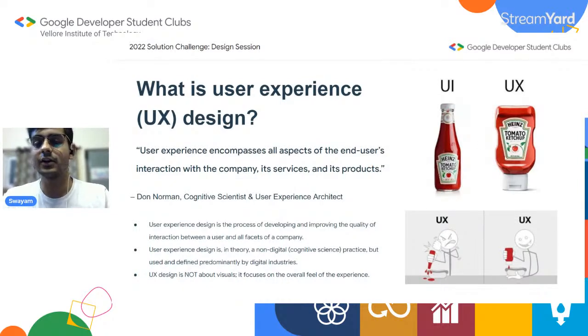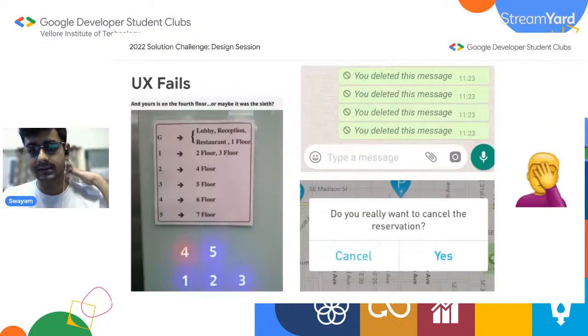And there's also something called usability. What happens is the inverted ketchup bottle gets clogged with tomato ketchup and all that. It's a very deep topic, but you get the point to differentiate between UI and UX.